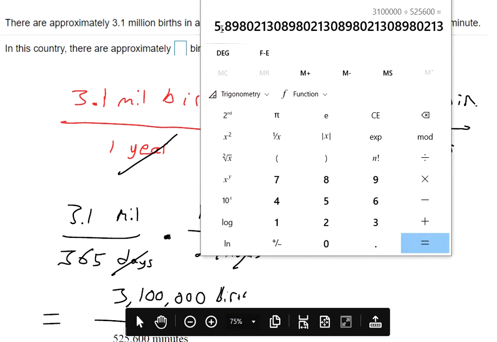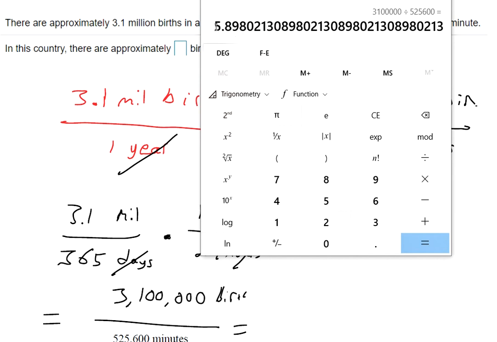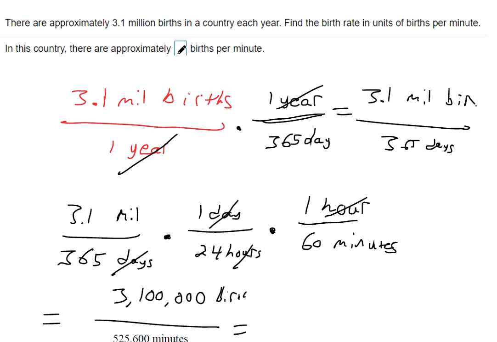If they said round to the nearest 10th place, then it would be 5.9, because the 9 behind it tells us to round up. If it said the hundredths place, the 8 tells that 9 to round up. That 9 rounds up to a 10, so that would spill over also to 5.9. That's approximately 5.9 births per minute, depending on how many decimal places they want.